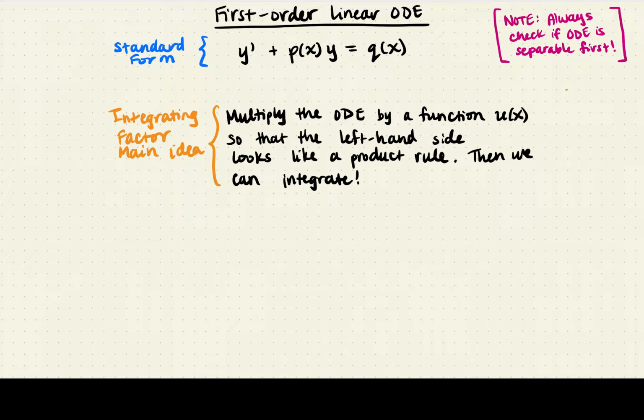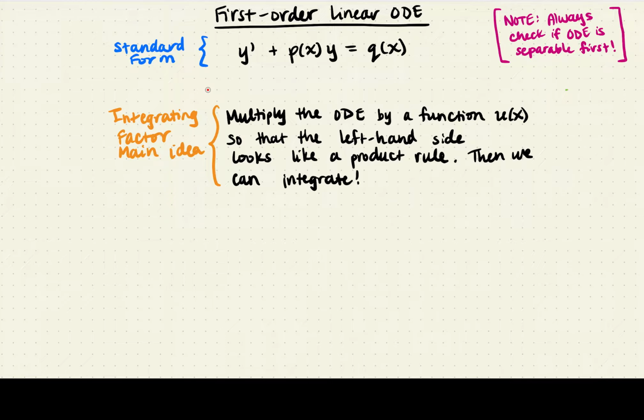Just a heads up. The idea behind integrating factors is to multiply the ODE by some special function u of x, which we'll figure out in a moment. Multiply the whole ODE on the left and the right side. The idea is to make the left-hand side look like a product rule, the derivative of something equals some function of x. And if we just have one derivative on the left, we can integrate both sides right away and figure out what our function should be. So that's the idea for integrating factors.